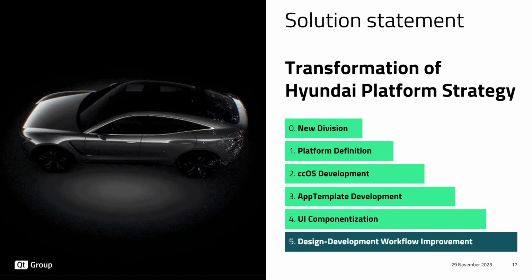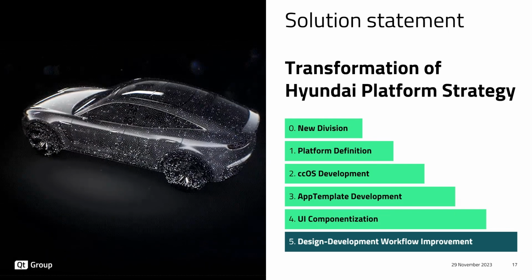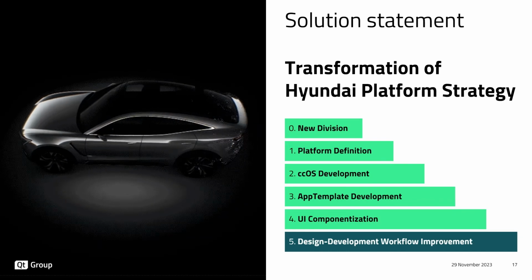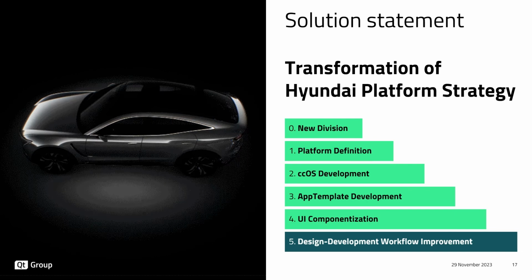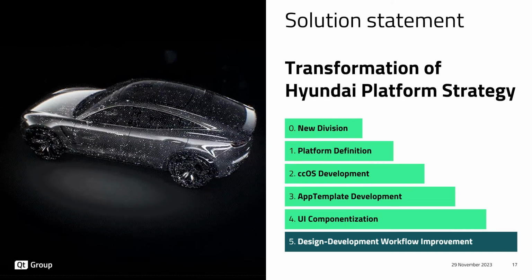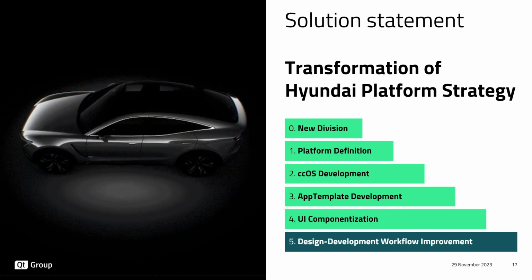Next, they created the CCOS, or Connected Car OS development. So basically, this is their own way to solve the problem of kind of the cross-platform hardware. And I'll go into this in a little bit deeper.